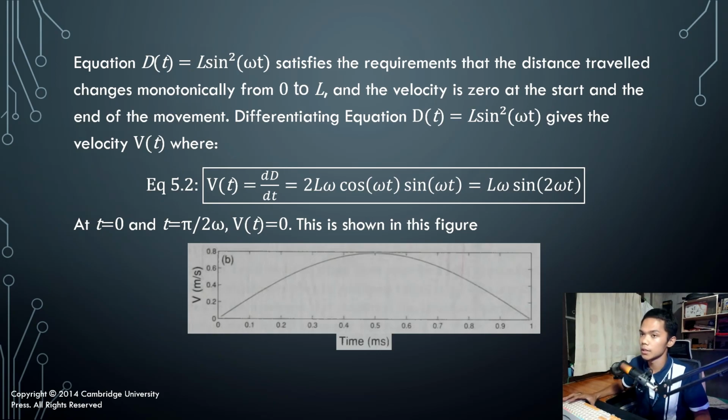Differentiating the equation d(t) equals L sine squared omega t for the distance gives us the velocity v(t), which is L times omega sine of 2 omega t. Where t is equal to 0 and t is equal to pi over 2 omega, then v(t) is equal to 0. This is shown in this figure.